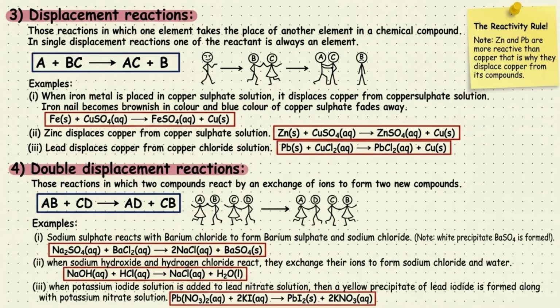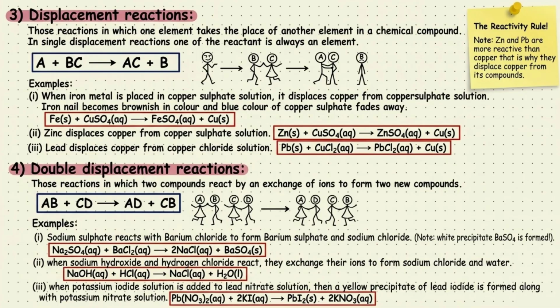Example 2 is zinc displacing copper. Zn solid plus CuSO4 aqueous yields ZnSO4 aqueous plus Cu solid. And example 3 is lead displacing copper. Pb solid plus CuCl2 aqueous yields PbCl2 aqueous plus Cu solid. In all three cases, the weaker copper gets kicked out alone.